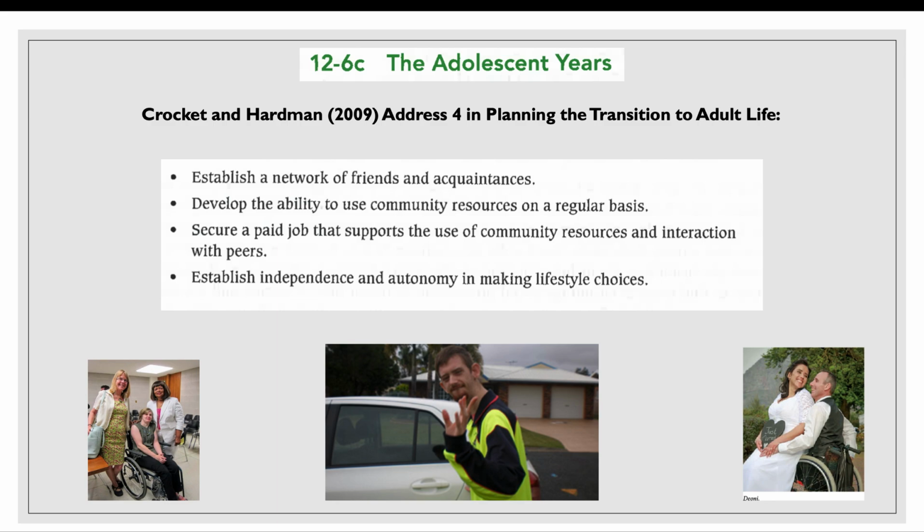their adult life. We need to help them establish a network of friends and acquaintances that can understand their underlying problem and help guide them on a regular basis. We need to help them develop the ability to use their community resources on a regular basis. There are community resources available to adults with disabilities, and we need to help them.